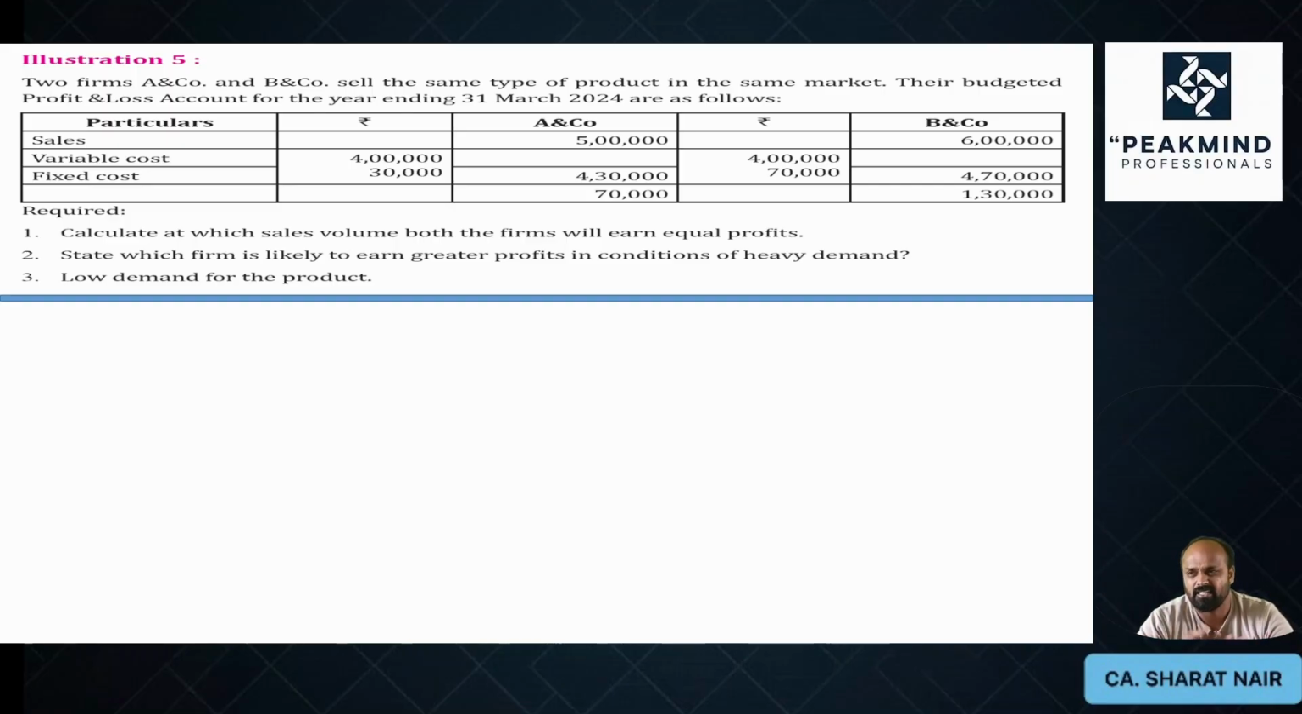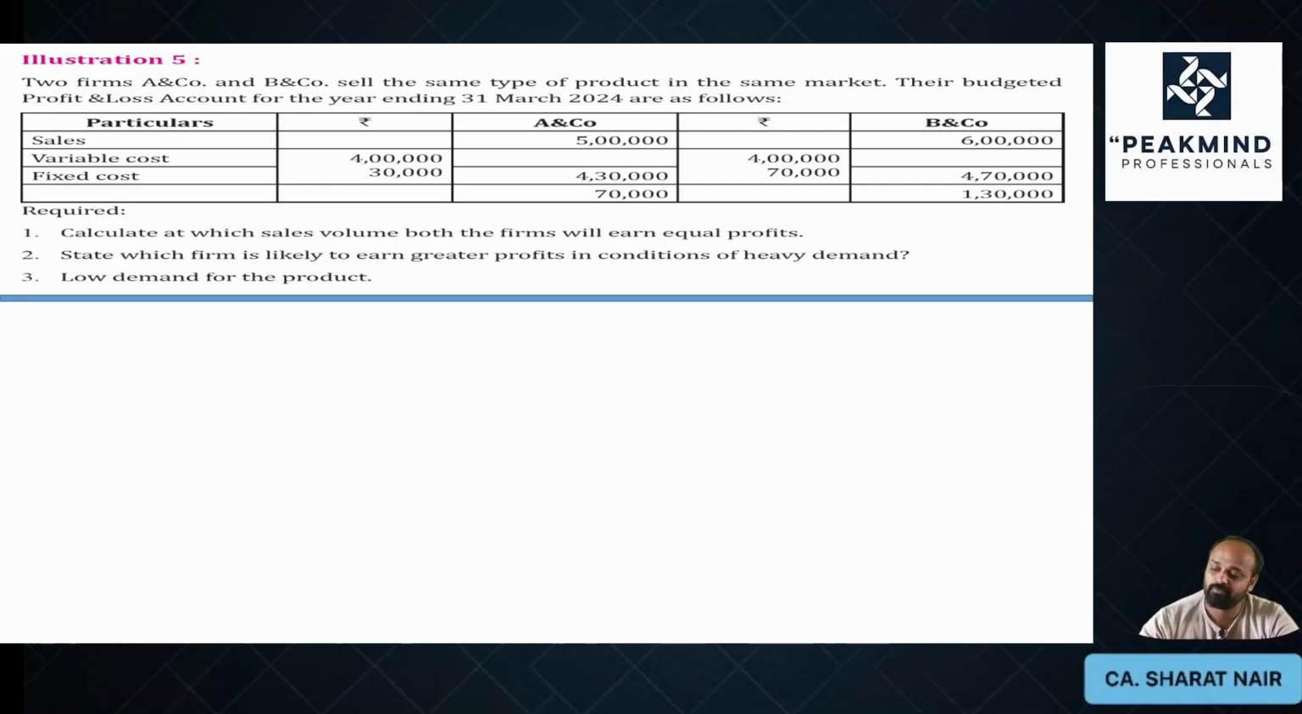That is, they both are indifferent. That is, there will be a particular sales volume where A and B and Company both are the same. So what is the sales volume is what they are asking. Second question they are asking: if the firm is likely to earn greater profit, which company will you choose? And if there is a low demand for the product, which company will you choose? So these are the questions before us.